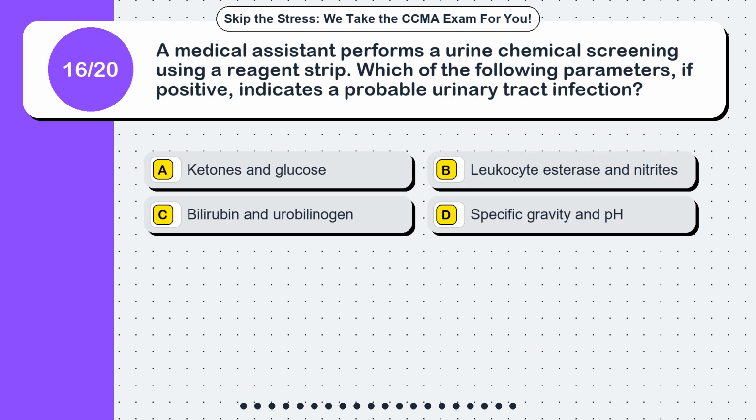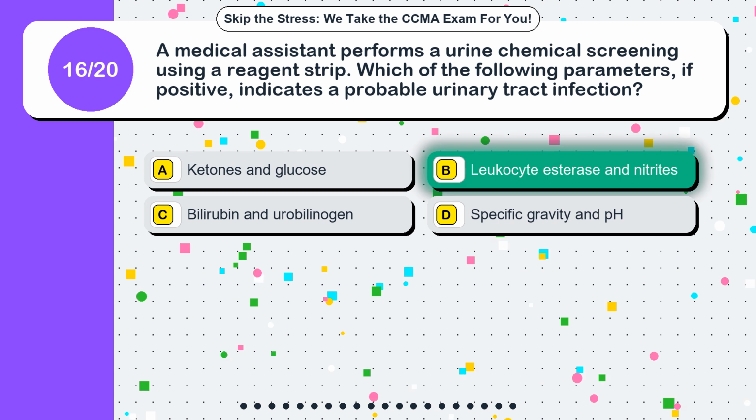Question 16. A medical assistant performs a urine chemical screening using a reagent strip. Which of the following parameters, if positive, indicates a probable urinary tract infection? Option A. Ketones and glucose. Option B. Leukocyte esterase and nitrites. Option C. Bilirubin and urobilinogen. Option D. Specific gravity and pH. The correct answer is option B.